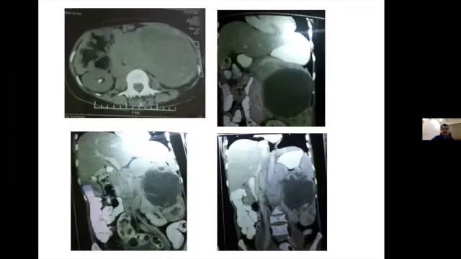So this is one patient who had a large cystic lesion in the body tail region. We were suspecting some cystic tumor like solid pseudopapillary neoplasm. This patient was just 2 months postpartum. So we suggested resection, but they went for some homeo treatment, and finally she was diagnosed to have a neuroendocrine tumor, and she died of recurrence.